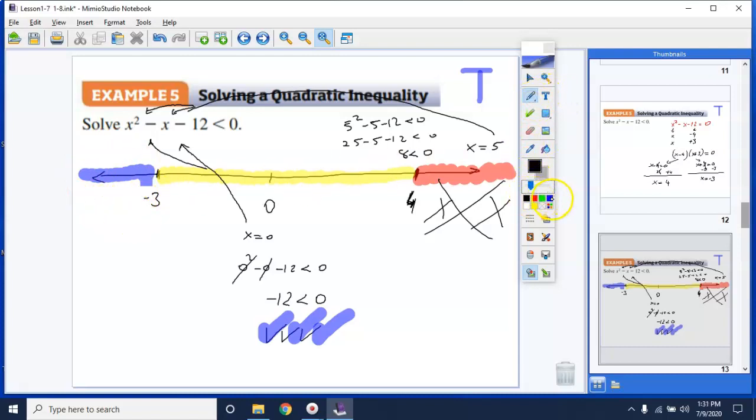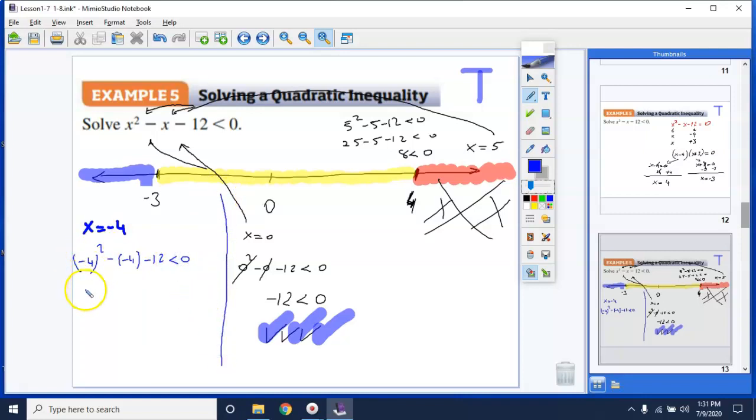Let's pick a number here and check this out. Let's say x equals negative 4, which is somewhere here. Let's plug it in and see if it works or not. So it should be negative 4 squared minus negative 4 minus 12. Is it less than 0?